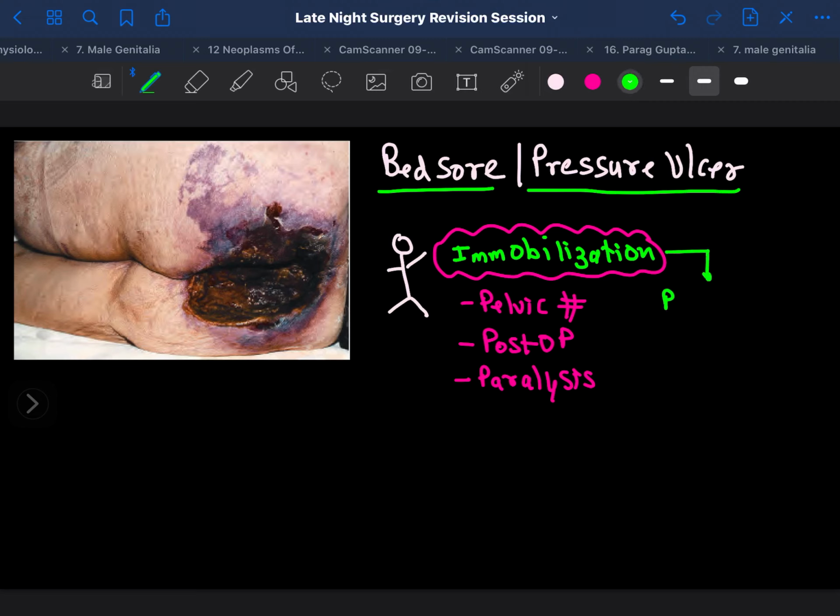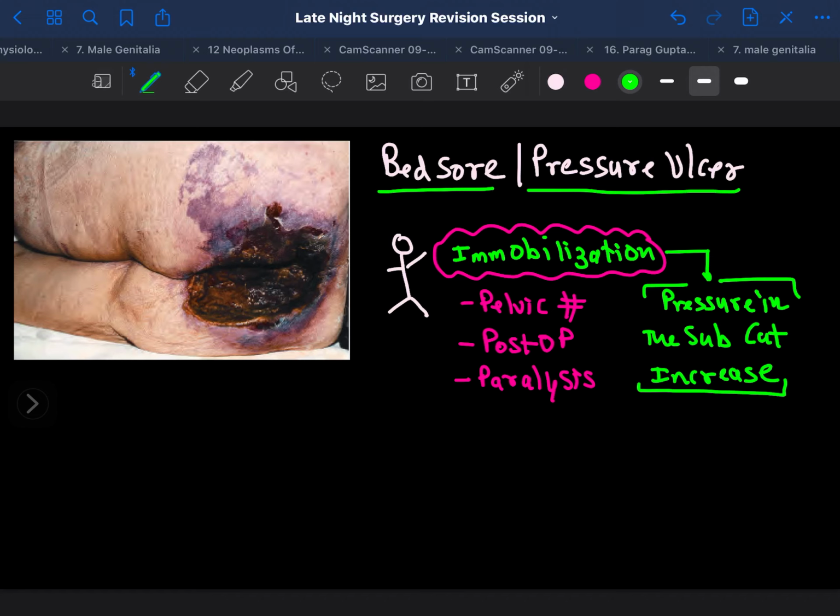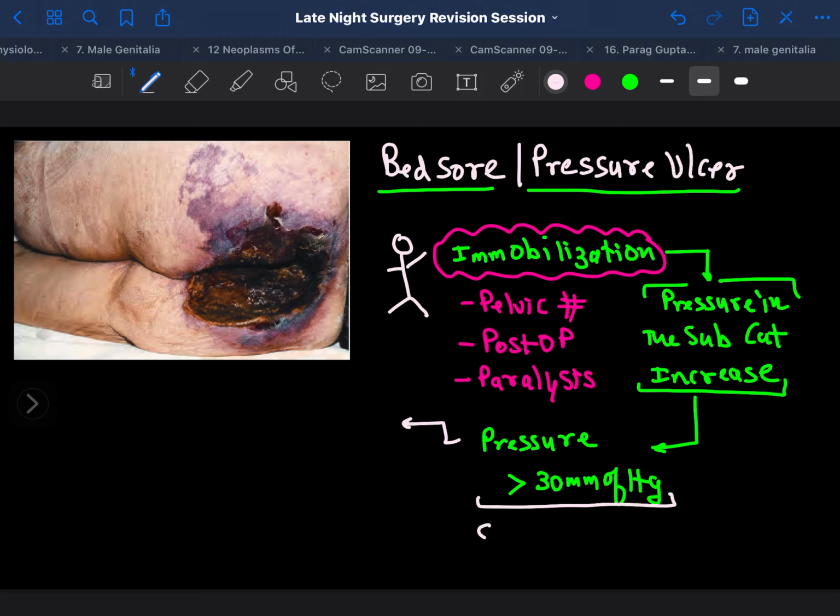Now what happens when the patient is immobilized? The pressure in the subcutaneous tissue increases. Because the patient cannot move from their place, the pressure in the subcutaneous tissue increases, and if this pressure rises to more than 30 millimeters of mercury, then what is going to happen? This 30 millimeters of mercury is what is called the capillary closing pressure.